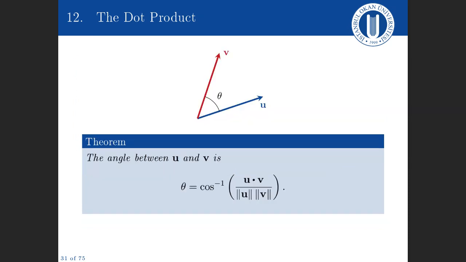And we can use the dot product to find the angle between two vectors. The angle theta is equal to inverse cosine of u dot v divided by norm of u, norm of v. Rearrange this equation. This means that u dot v is the same as norm of u, norm of v cos theta.